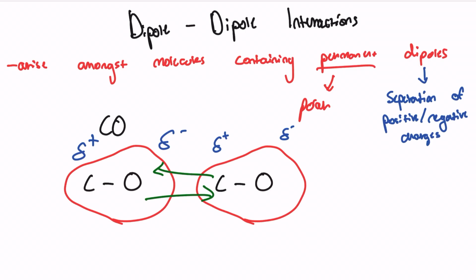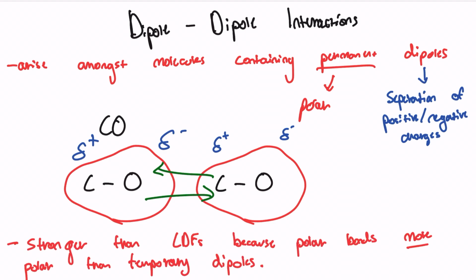dipole-dipole interactions. Dipole-dipole interactions are stronger than London dispersion forces because the permanent dipoles are more polar in charge than the temporary dipoles found in LDFs. And just to simplify that, they're stronger than London dispersion forces because the polar bonds they contain are going to result in more polar electron clouds than just temporary dipoles, which are what London dispersion forces contain.